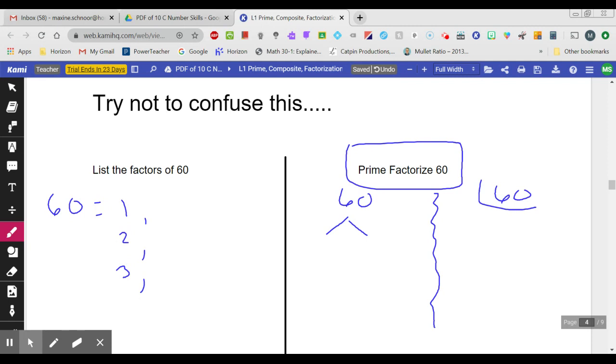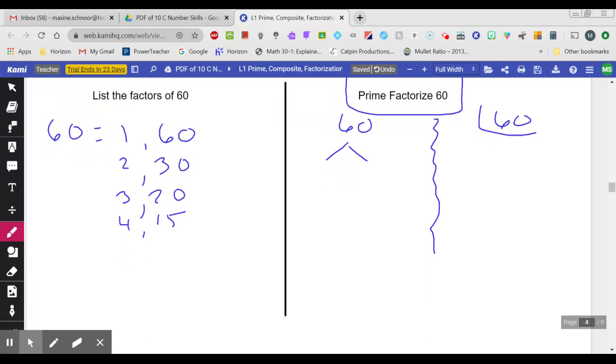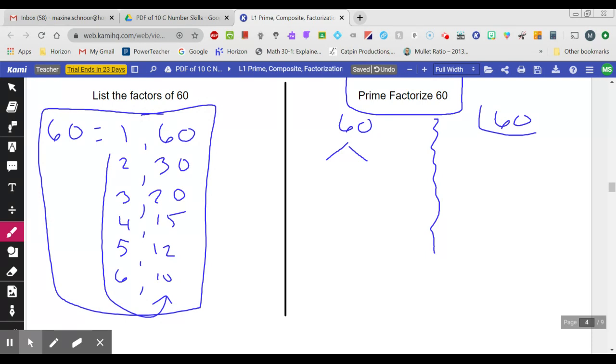Okay, so 1 goes in 60 times. 2 goes in 30 times. 3 goes in 20 times. 4 goes in 15 times. 5 goes in 12 times. 6 goes in 10 times, 7 does not divide in, 8 does not divide in, 9 does not divide in, and when I try 10, I've already looped around. So there is my full list. Those are all the numbers that divide into 60 without leaving a remainder. There's no others.